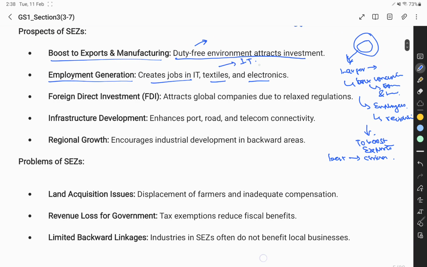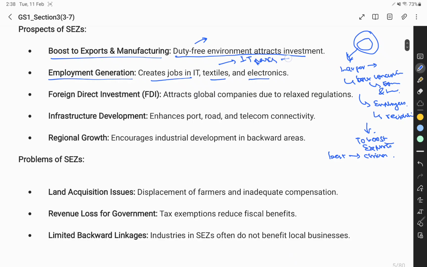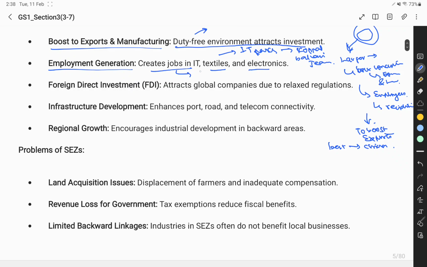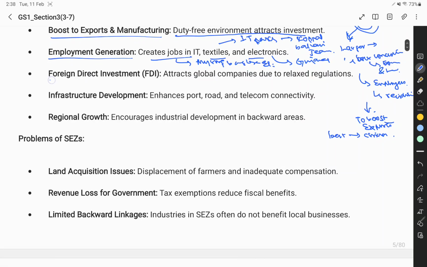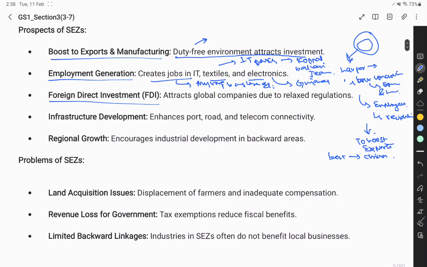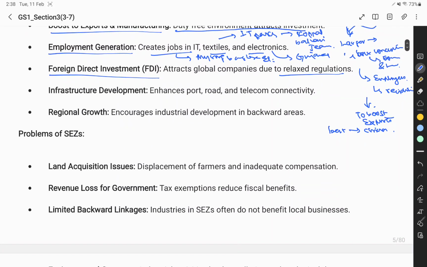So IT parks we have, I think, at Koppal, then Ballari for jeans and apparel, then it creates jobs in IT. This is especially Mysore, and in Bangalore there are so many, etc. Then electronics in Gujarat. Then foreign direct investment is more, obviously because of the relaxed regulation.